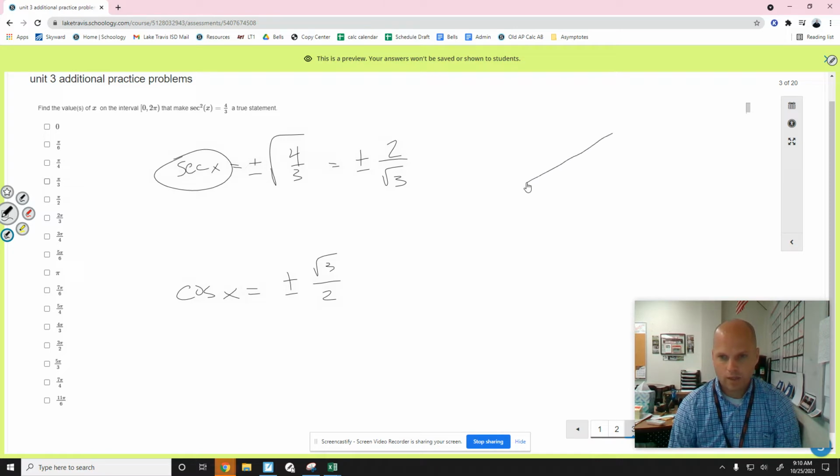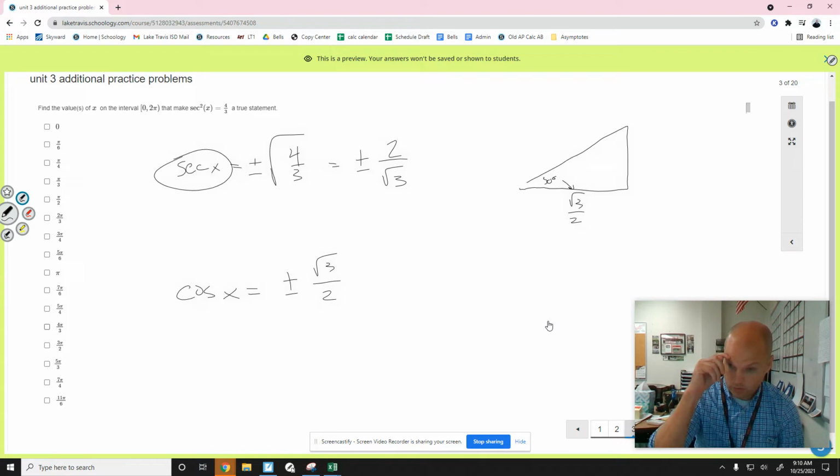We are again thinking about our shorter 30, 60, 90 triangle. This time the adjacent is root 3 over 2. That's what I want. Cosine's the adjacent over the hypotenuse. Hypotenuse is 1. So I want the pi over 6's when cosine is positive or negative root 3 over 2.